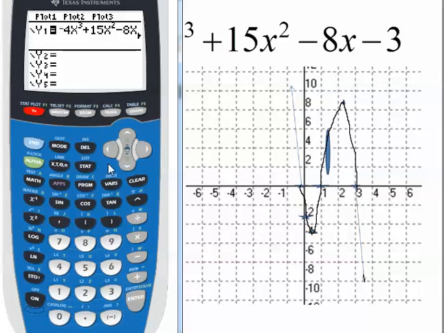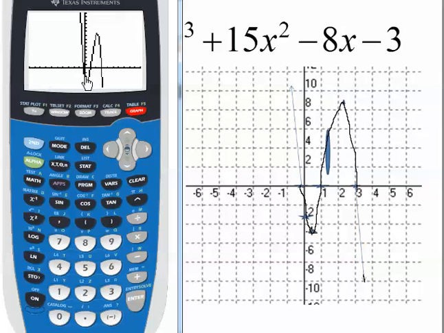Okay, helps if you'd keyed the equation in correctly. It's minus 4x cubed plus 15x squared minus 8x minus 3. And I had left the x out of it, so I wasn't getting it keyed in quite correctly. I apologize about that. I had to stop the video so I could check my math there. And then when you graph this out, it looks something like that.